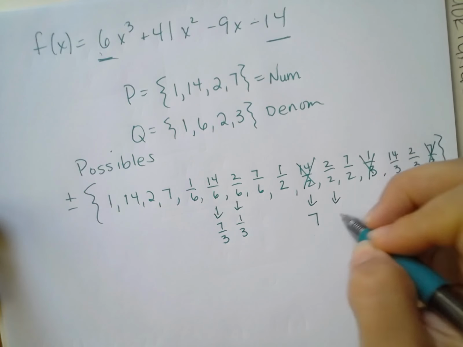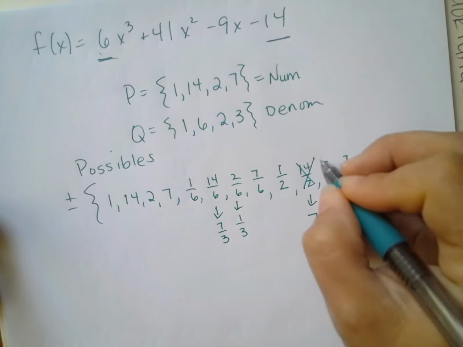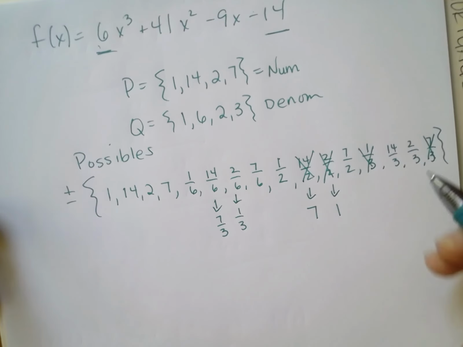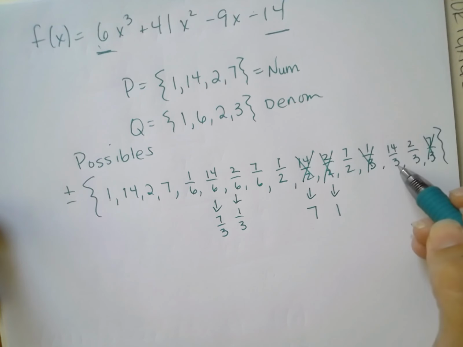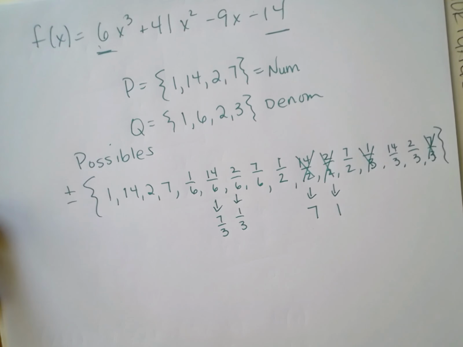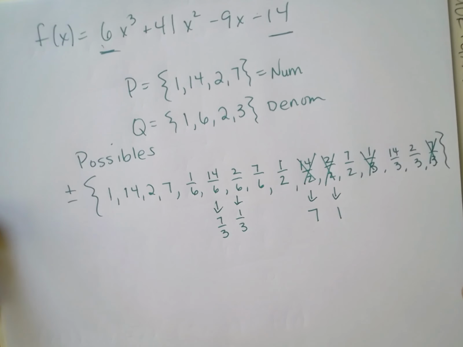2 over 2 is 1, right? And that's showing up here, so we'll cross this one off. 7 over 2, I don't see that repeating anywhere. 14 over 3, no, and 2 over 3. And so these are my list of rational zeros. So these are my list of possibles.